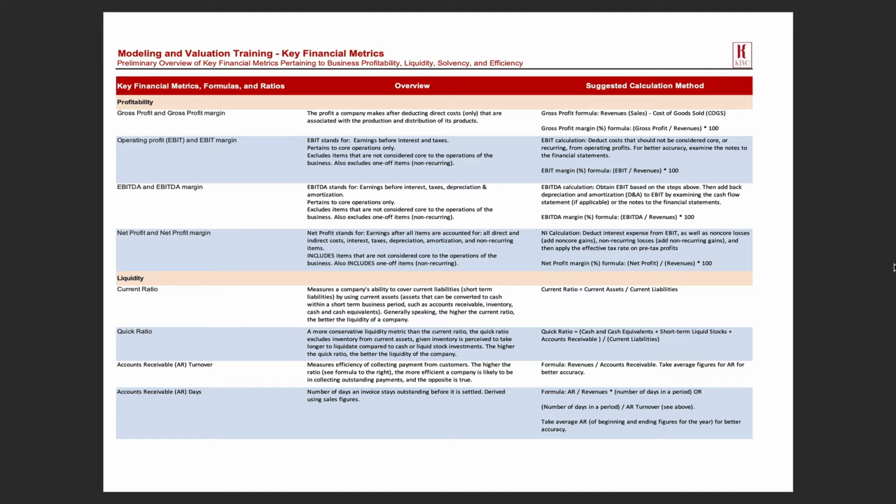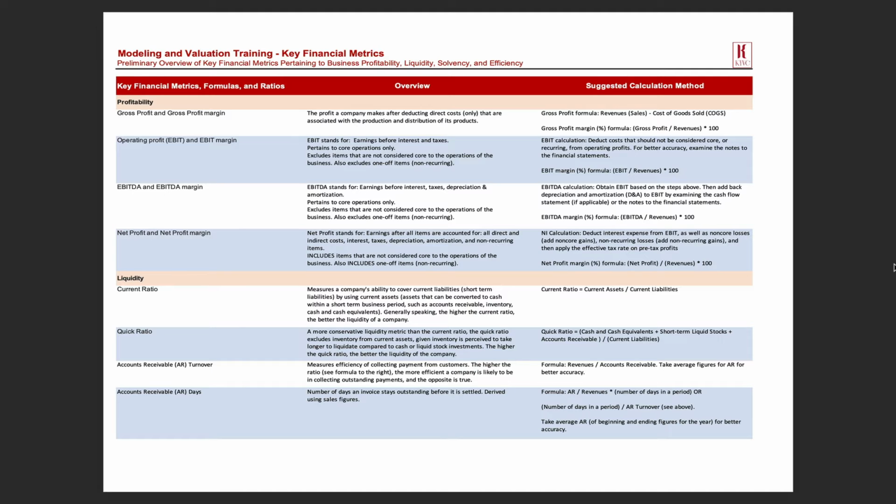And the way this figure is calculated is accounts receivable divided by revenues times the number of days in a period, or the number of days in a given period divided by the accounts receivable turnover, which we just discussed earlier. Because accounts receivable turnover is revenues divided by accounts receivable. And when that figure is in the denominator, mathematically, the way you treat it is you flip it. Number of days in a period times accounts receivable divided by revenues. For better accuracy, you could also take the average accounts receivable figure, whereby you take the balance at the beginning of the year plus the balance at the end of the year, and you divide that by 2.